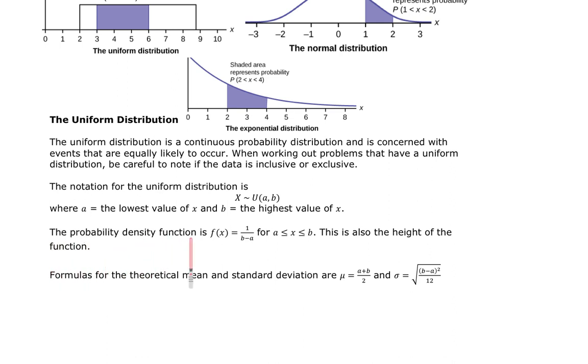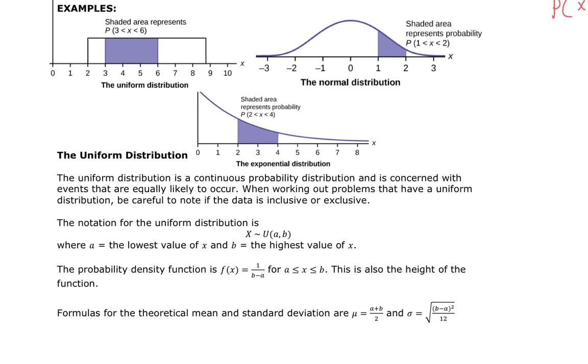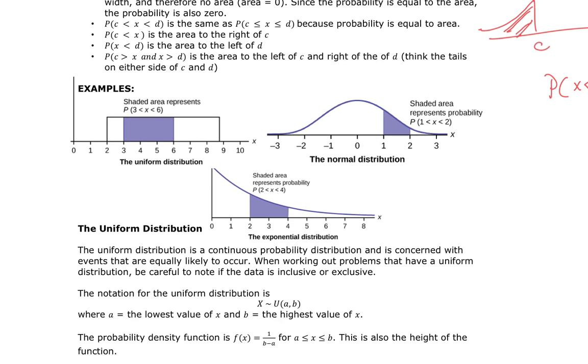The probability density function is defined as f of X equals 1 over b minus a. So this also gives us the height of the function. If I come back over here to my picture, the height of this line is going to be f of X. In this case, because I start at 2 and end at 9, it's going to be 1 over 9 minus 2, so 1 over 7. That's the height, and it's a constant. So the height of this is 1/7.